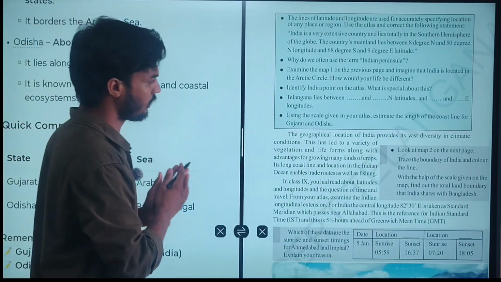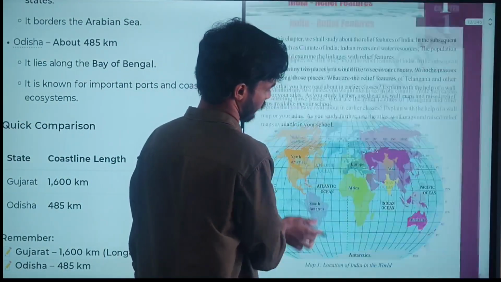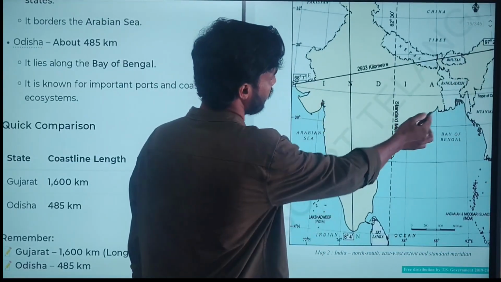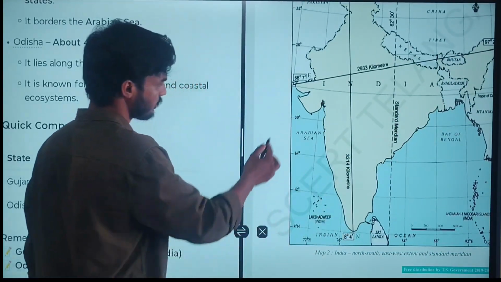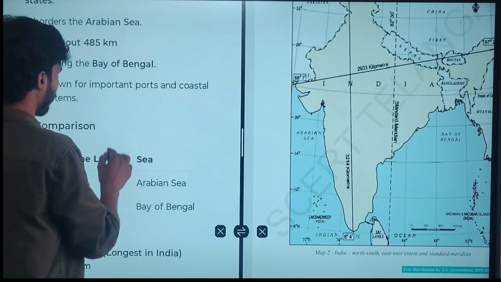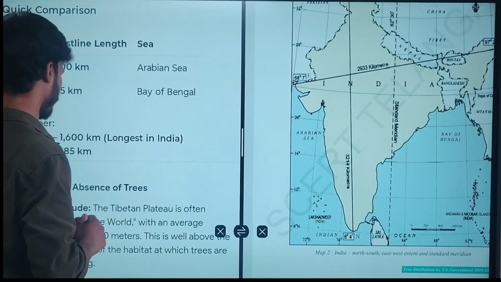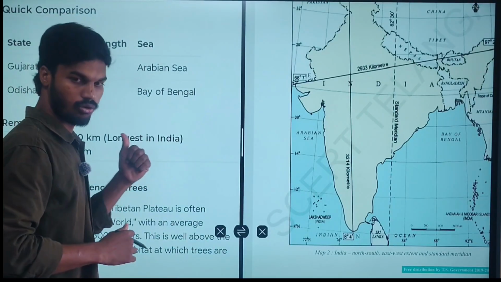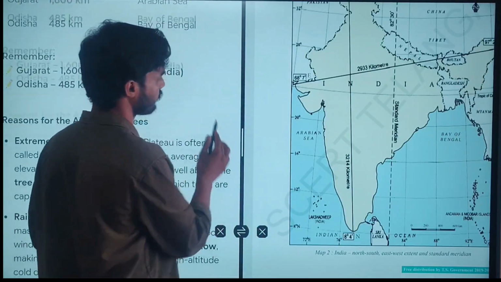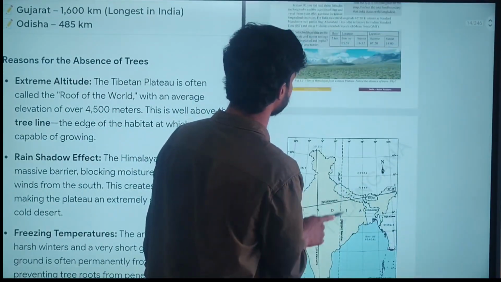On the western side, I think everyone knows about Gujarat, and there will be Odisha, right? Gujarat is covering 1600 kilometers, and Odisha is covering 485 kilometers. Gujarat has the longest coastline in India. Clear everyone? Next, coming to the next part.